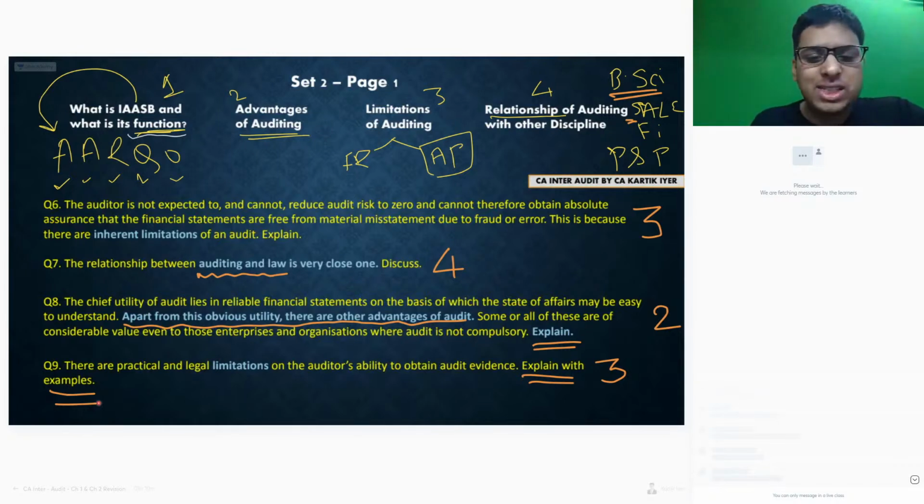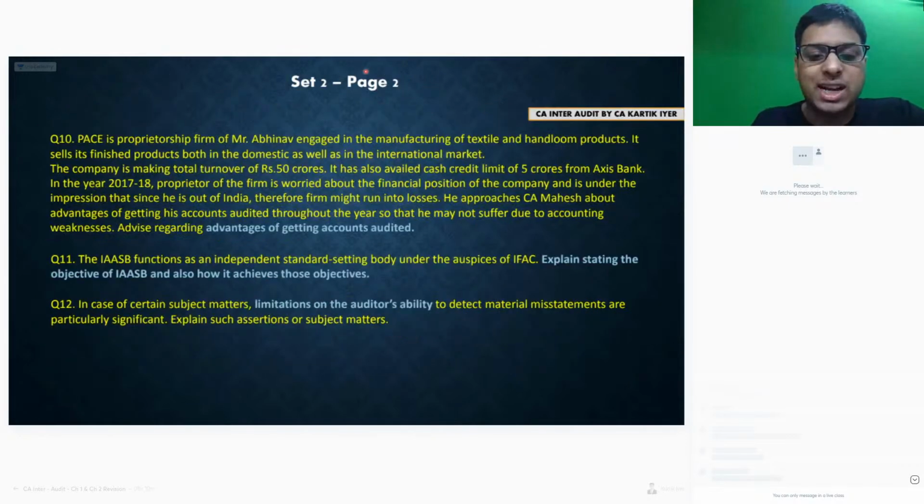Okay, now let's see the next. See, this is set 1, page 1. So set 2 has a page 2 also. So let's see that. Now here they have given, see, in the end, again a big story. The same Bollywood story.